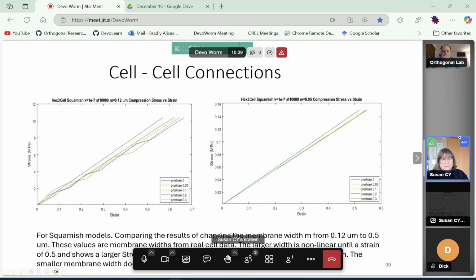So this is showing what happens with the cell-to-cell connections. If I have a larger distance between cells, the membrane distance of 0.12 micrometers, you get this type of curve, and it's further apart, and you get good separation of the curves. But if you have a separation of 0.05 micrometers, then the curves are all on top of one another and become linear.